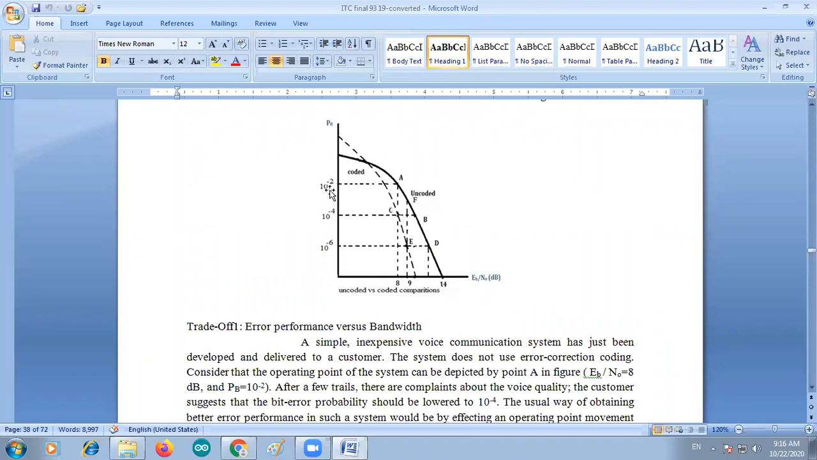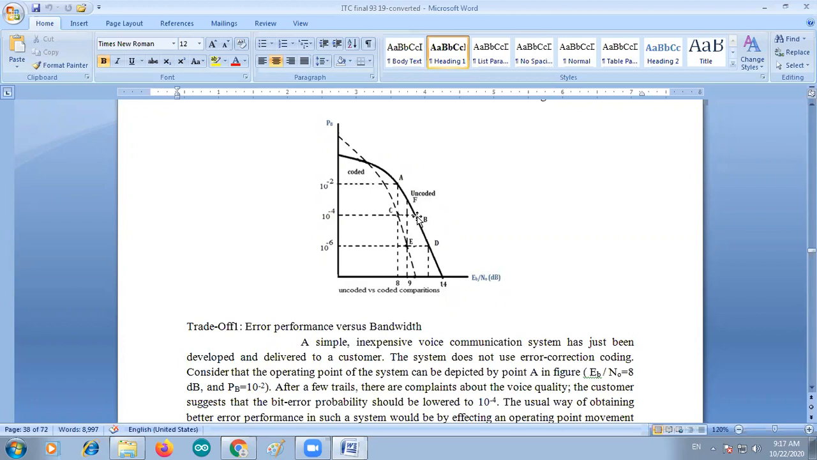The graph here has 10 to the power minus 2 and 8 in Eb/N0 value, that is the A point. The solid line is uncoded and the dotted line is coded. If A is the point, uncoded, there is no coding technique used in the system, then the probability of bit error is 10 to the minus 2 and Eb/N0 is 8. So the customer complains that voice quality is not clear and asks to improve voice quality to at least 10 to the power minus 4. Then what to do? A to B has to be set as a point on the solid line.